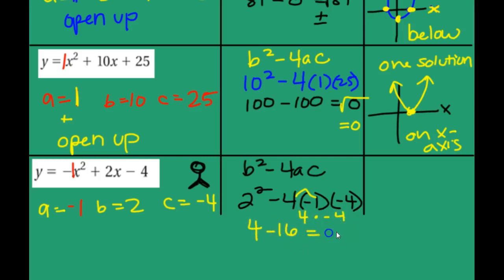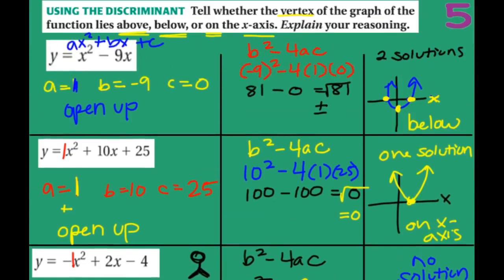Well, 4 take away 16, you don't really even need to know what the answer is because there's more negatives. It would be a negative 12, which you cannot take the square root of. So this one would be no solution. You do still need to answer the question though.